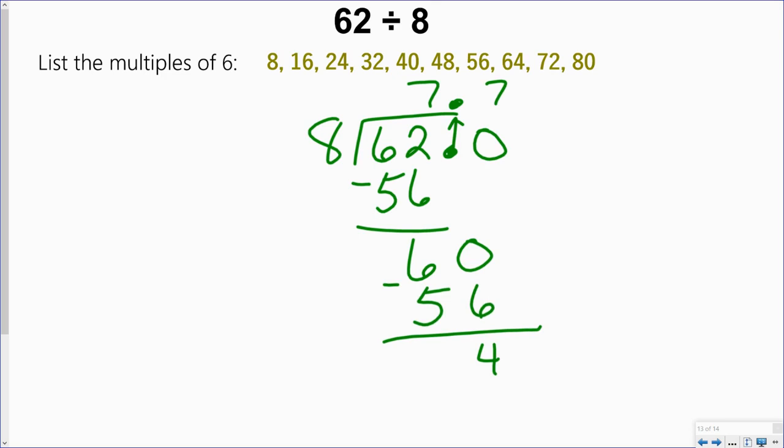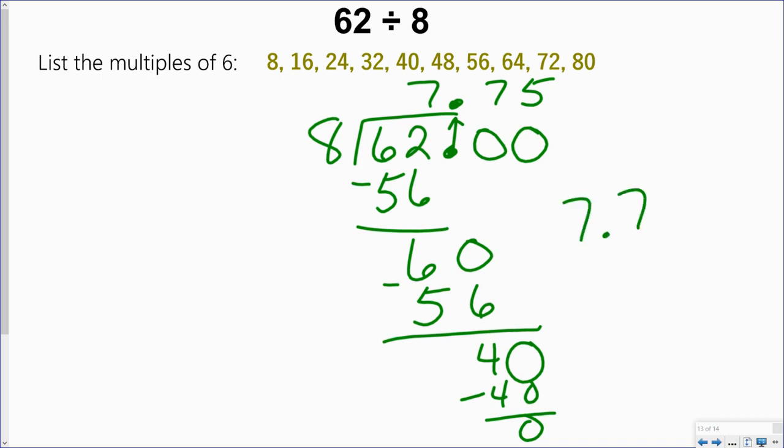Again, I don't want a remainder because I'm working with decimals here. So I'm going to put another 0, and I bring that 0 down. So that gives me 40. 8 goes into 40 5 times, which is exactly 40. So I subtract that and I have 0 left over. So now I'm finished. So right now it looks like my answer is 7 and 75 hundredths.